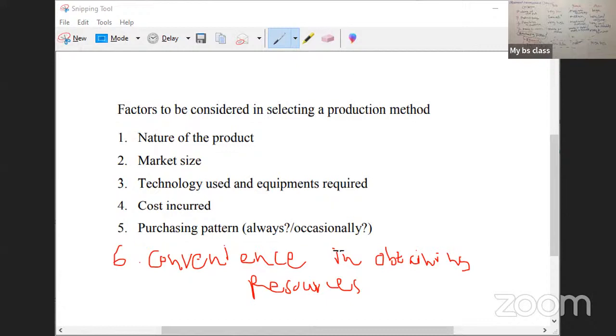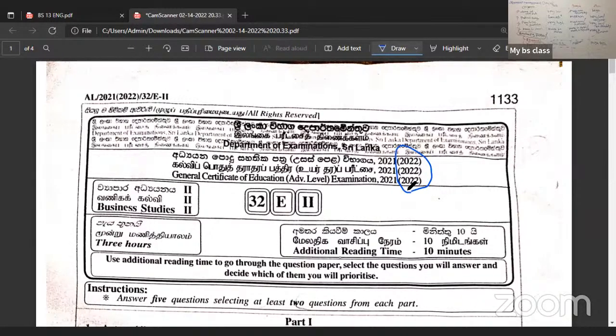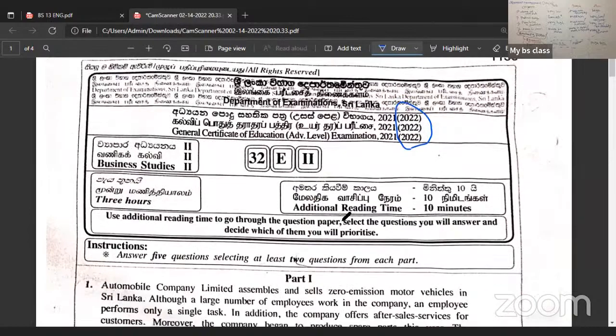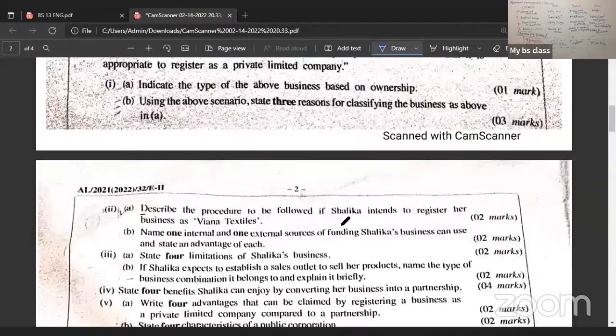Right, guys. So assuming you are done, let me go through with you some of the stuff in the most awaited paper, 2021 A level, which also indicates as 2021 within brackets 2022. Right, now straight away going to the question number 6.